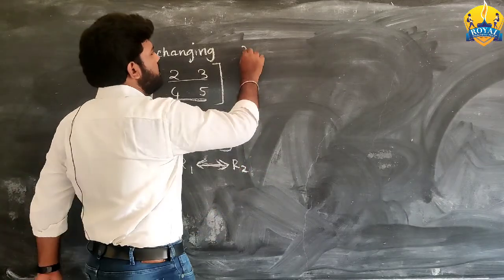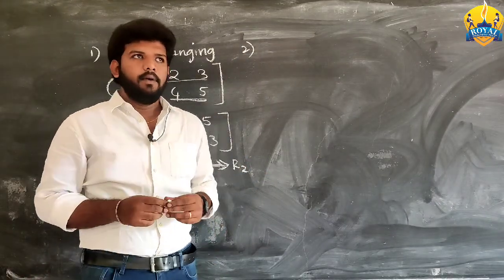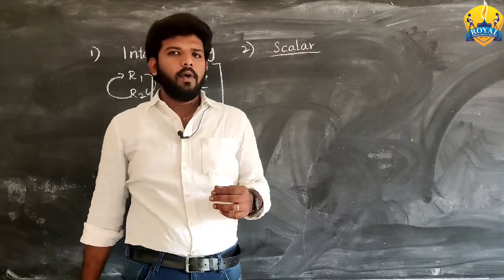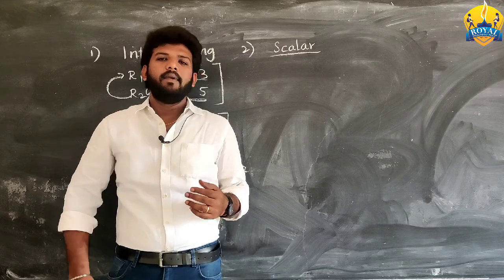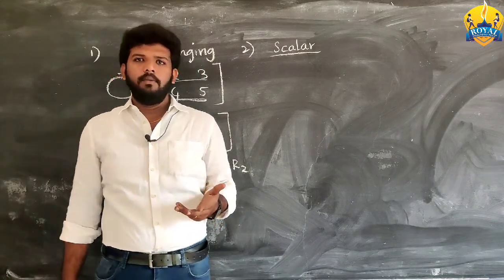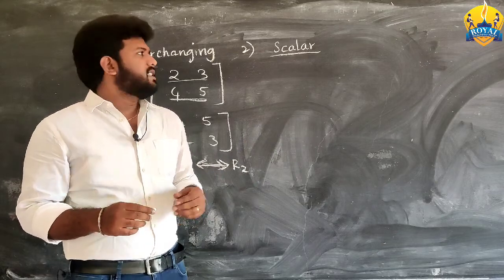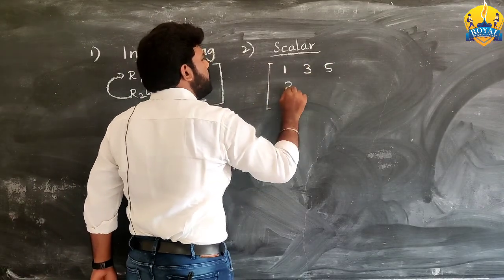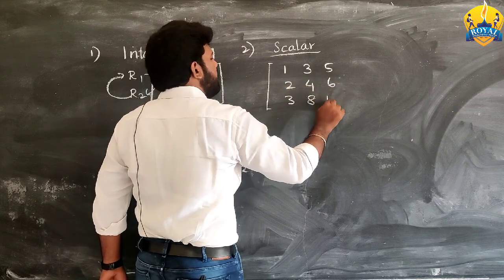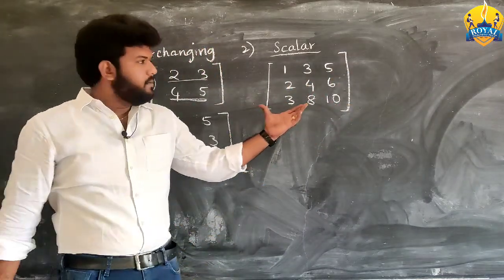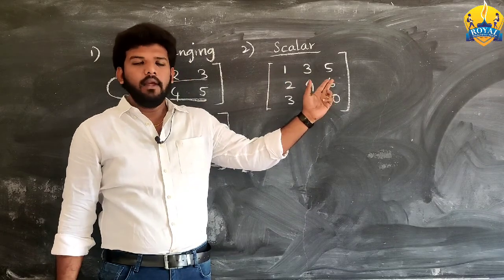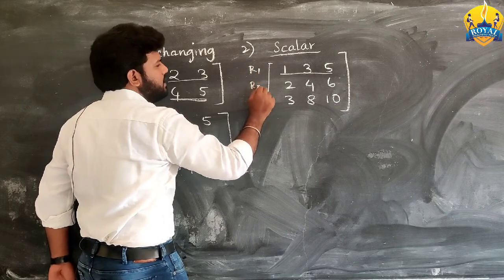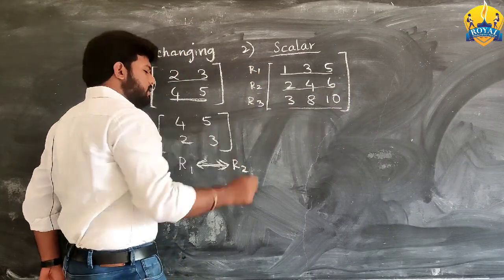The second one is scalar multiple. What is a scalar? A scalar is nothing but a number. Let us see what a scalar operation is. We take a 3 cross 3 matrix: 1, 3, 5, 2, 4, 6, 3, 8, 9. Consider this a matrix. The rows are called R1, R2 and R3.